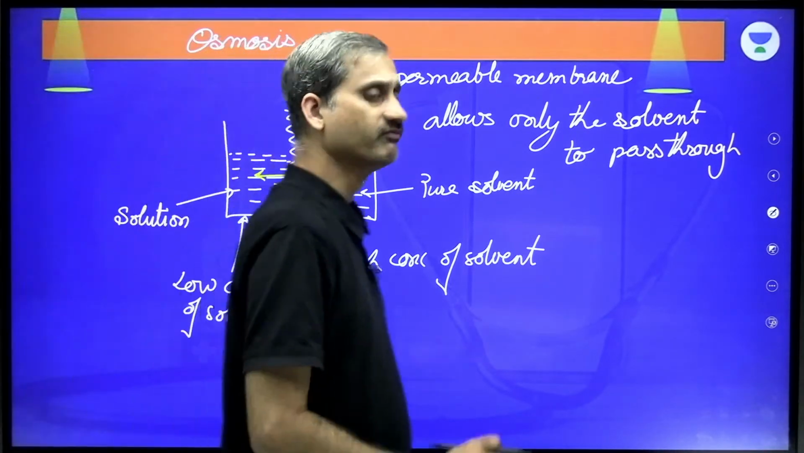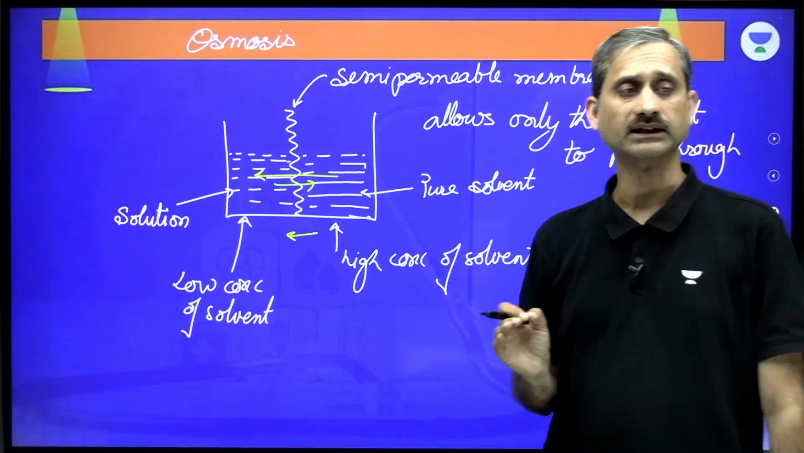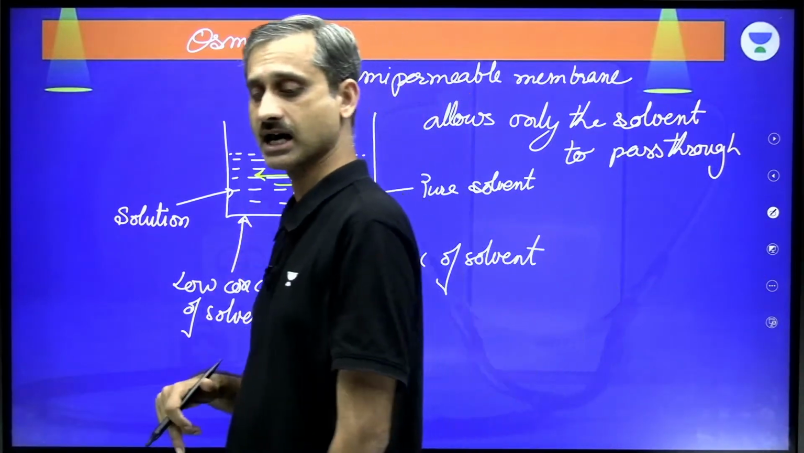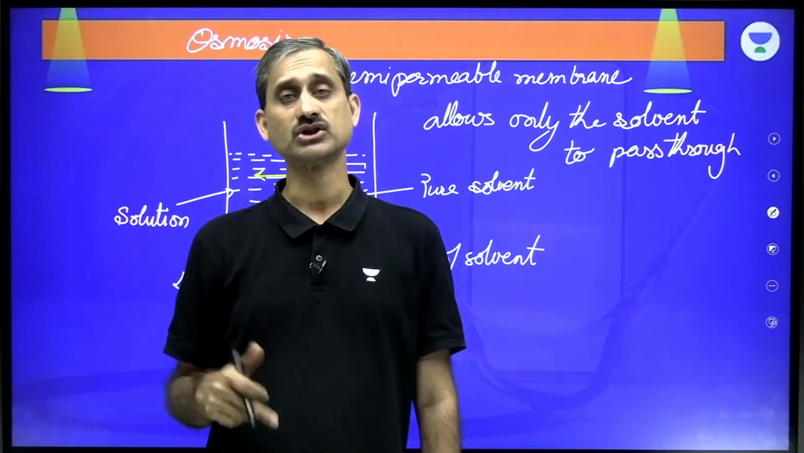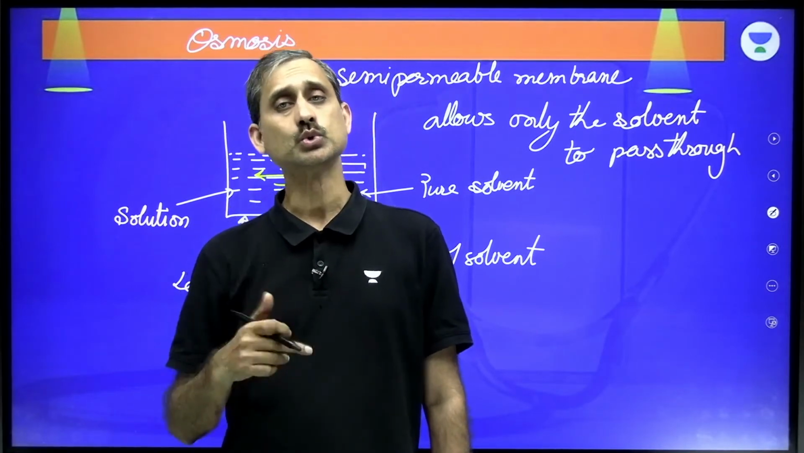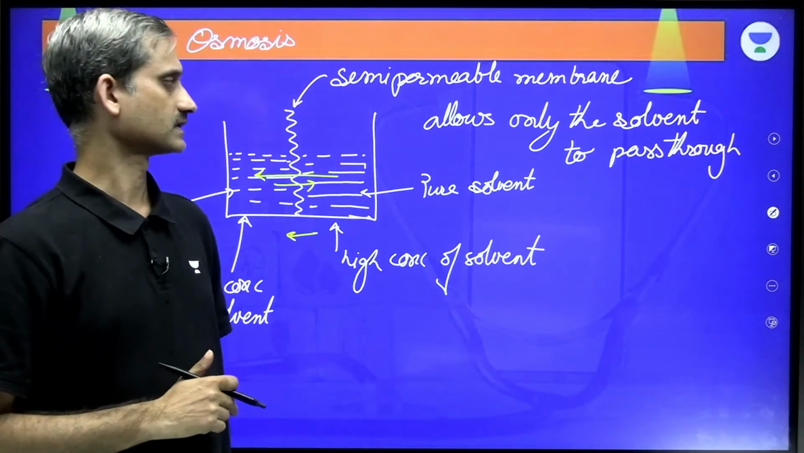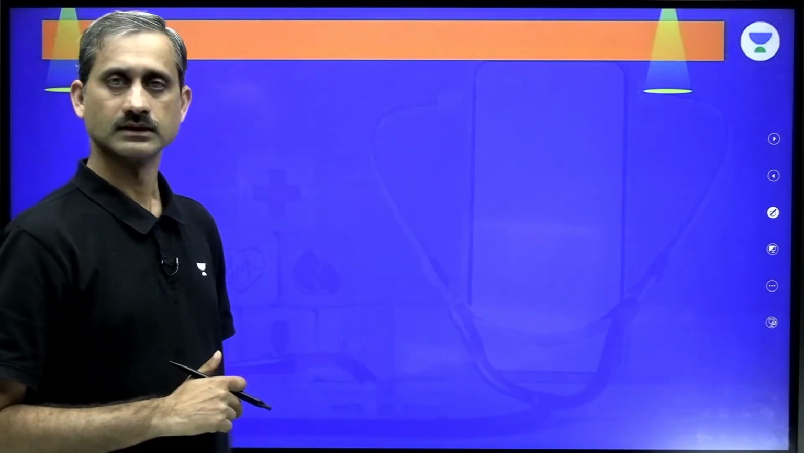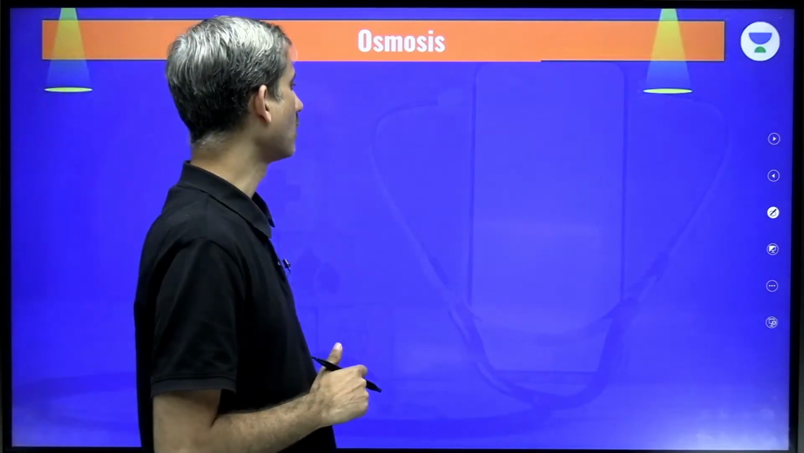So this movement, the net movement of the solvent particles from a region of their higher concentration, that is a dilute solution, to the region of their lower concentration, that is a concentrated solution, through a semi-permeable membrane is called osmosis. Is it clear? So this is what we know as the word osmosis.